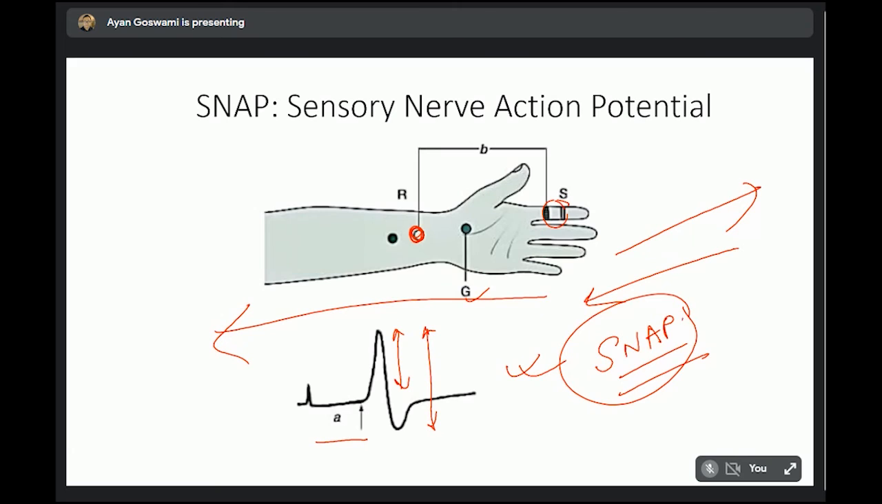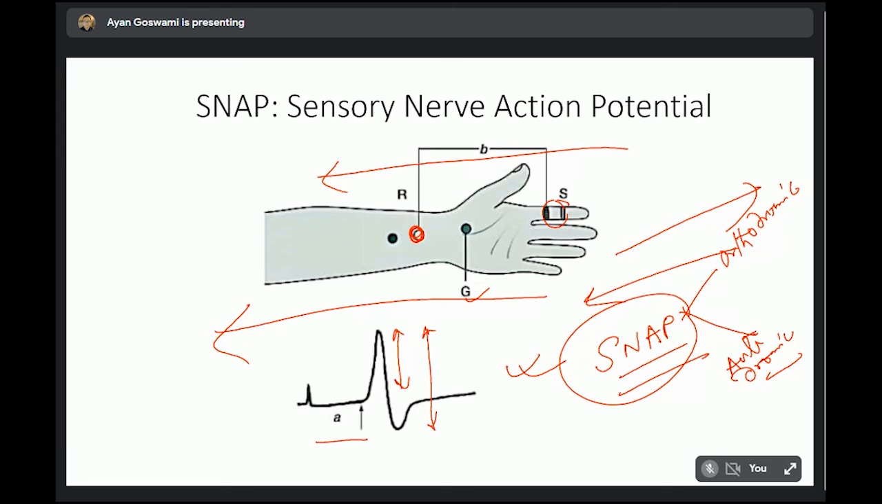I am not telling all these things because it is not required for you. But because you are asking, I am telling: sensory nerve action potential we can measure orthodromic and antidromic. In this example, we are stimulating at the finger and recording at the wrist. That means it is orthodromic, correct? You can reverse this as well. You can stimulate at the level of the wrist and measure at the level of the fingers, correct?